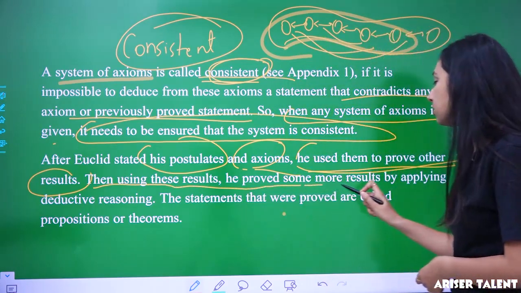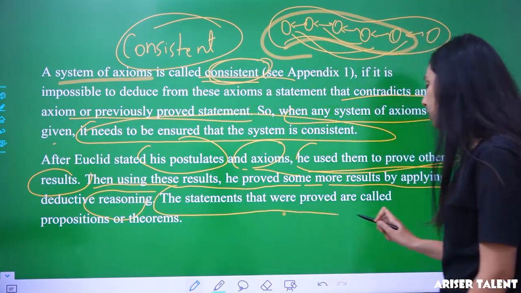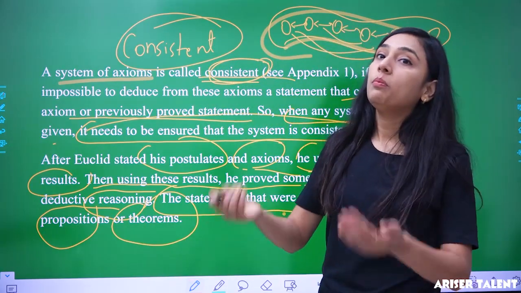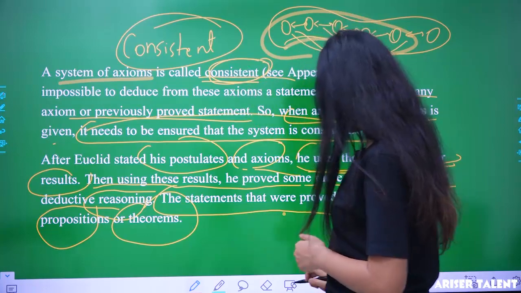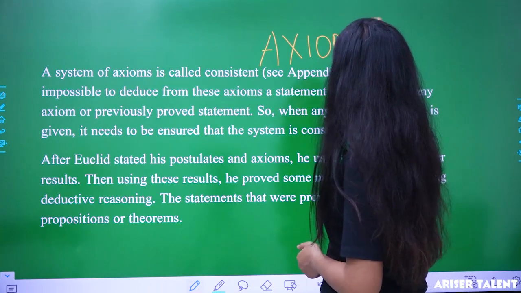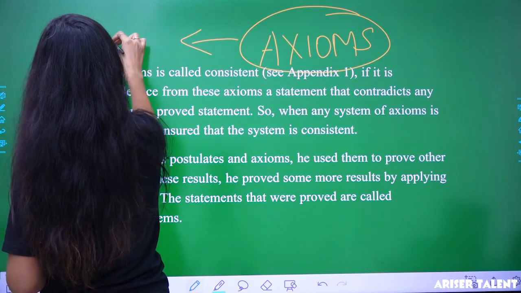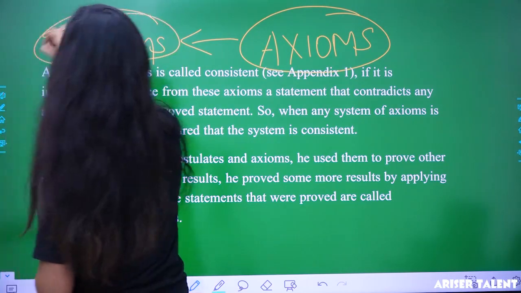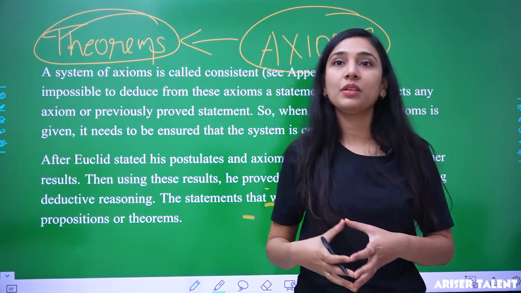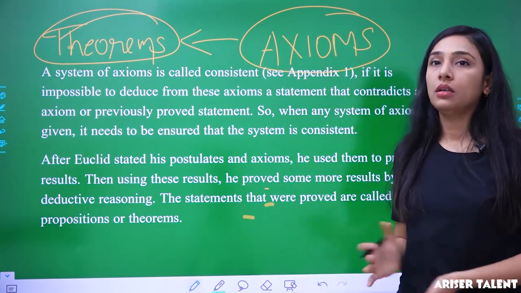Using these results, he proved some more results by applying deductive reasoning. The statements that were proved were called propositions or theorems. Based on these axioms, he proved other things, which we name as theorems. In our syllabus also, we prove something on the basis of something which is already proven. Already proven is what? Axiom. So this works the same way here.